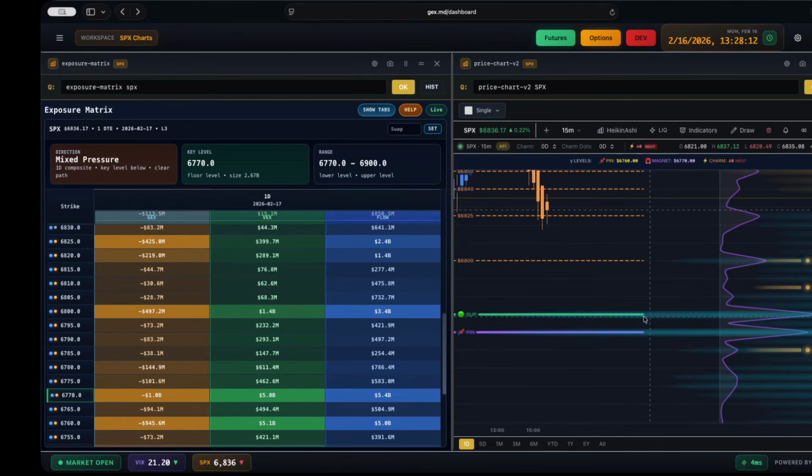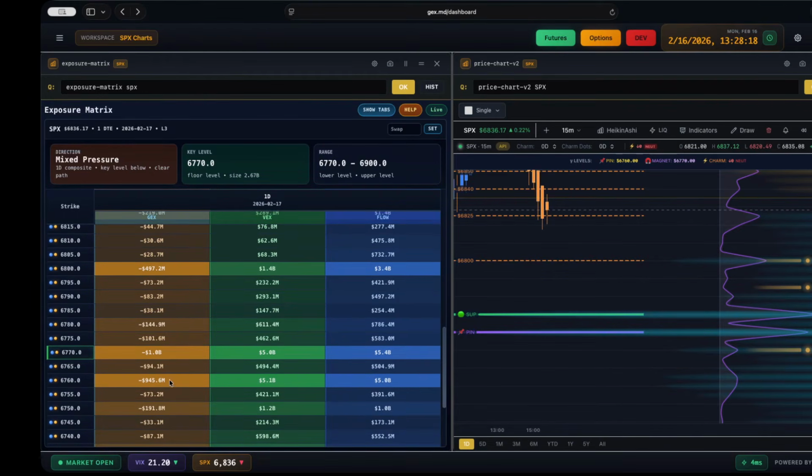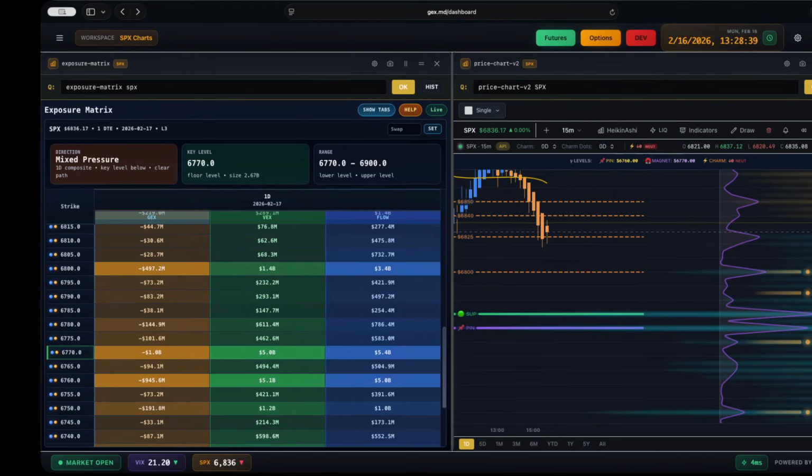What would be the support and the pin? Take a look here. What is the pin? Right here. 5.1 billion positive banner and 4.0 billion of money. So take a look. So far, this data does not change. This is the pin. So what do you think we're going to do? See, this line does not move.